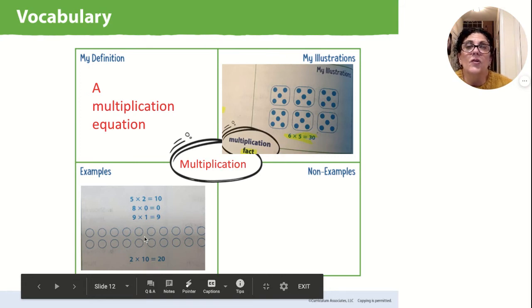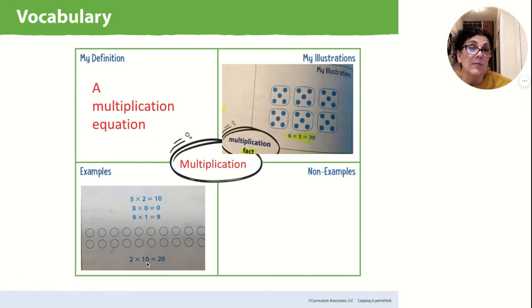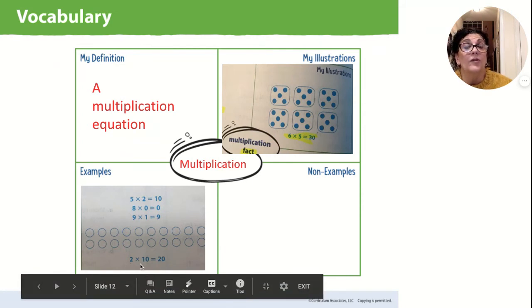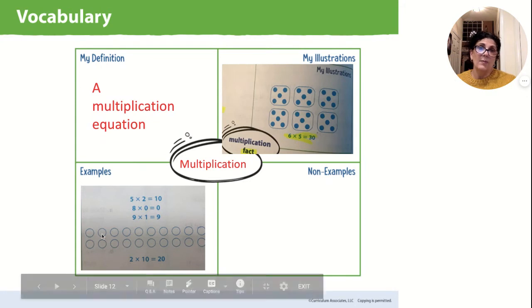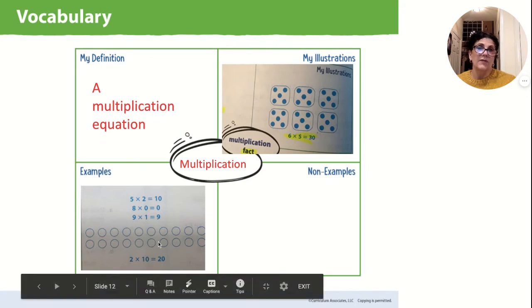So this one shows 2 rows of 10. 1, 2, 3, 4, 5, 6, 7, 8, 9, 10. And I have 1 row, 2 rows. So 2 rows of 10, I'm going to skip count by 10s 2 times. 10, 20. But if you wanted to, you could think, I'm going to skip count by 2's 10 times, and that would be 10 times 2 if you wanted to do that, but this picture would look totally different.